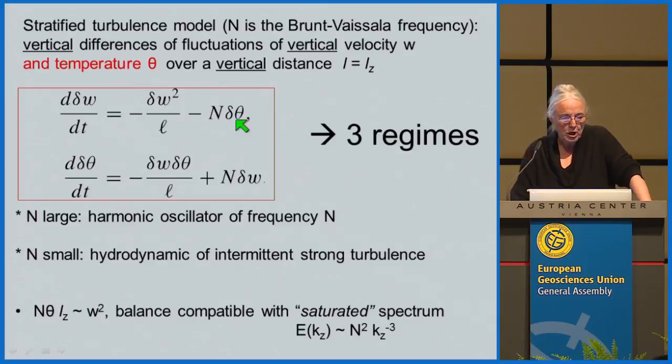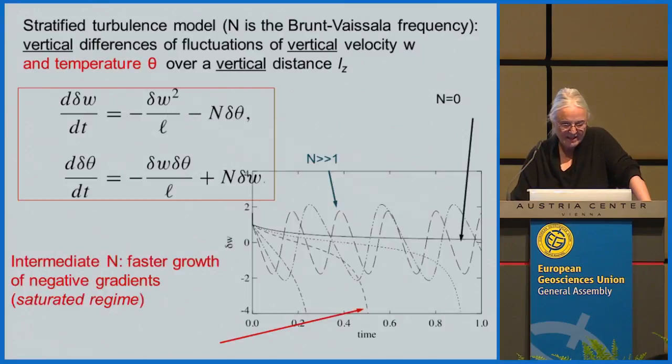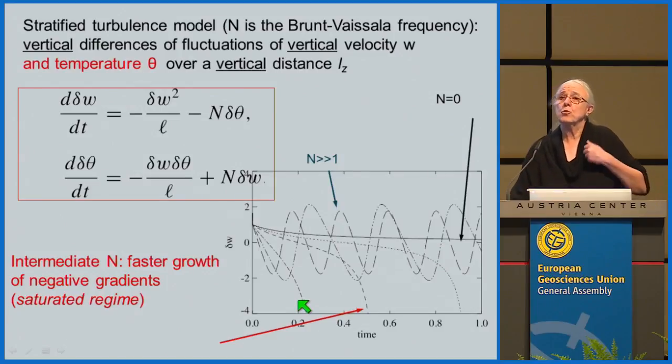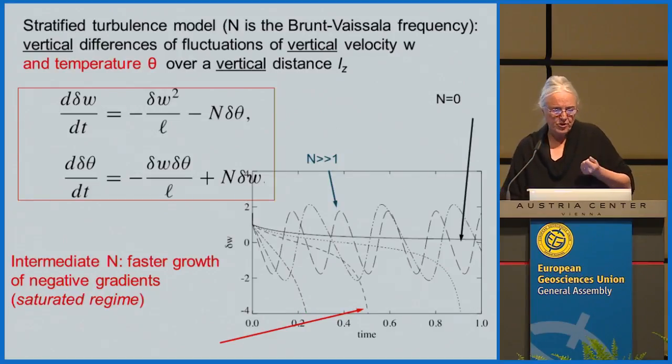And when the two are equal, you can convince yourself that it is like what is called the saturation spectrum in the ocean. And what you get is a reinforcement, when delta theta is the right sign, of the construction of very strong gradients, because the equation x' equals minus x squared blows up in finite time. And indeed, this is what the model tells us. Here is the usual turbulence, so intermittent, you know. And here you're putting in the waves, and you see that for intermediate values of the stratification, those three curves, the construction of negative gradients is very strong.